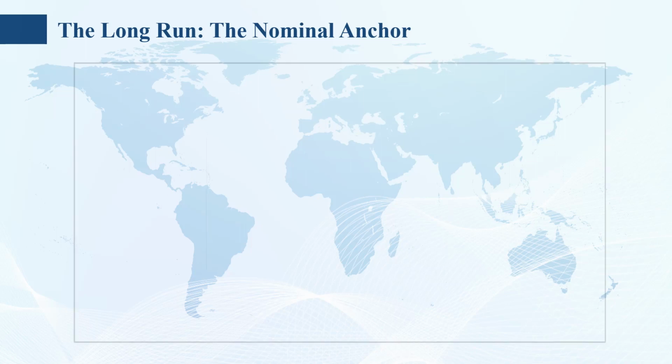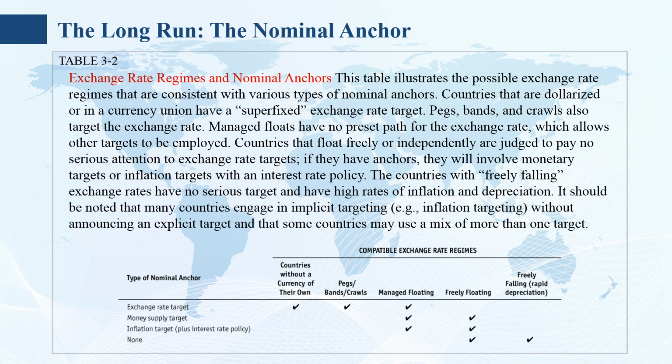This table illustrates the possible exchange rate layers that are consistent with various types of nominal anchors. Countries that are dollarized or in a currency union have superfixed exchange rate targets. Pegs, bands, and crawls also target the exchange rate. Managed floats have no pressed path for the exchange rate, which allows other targets to be employed.